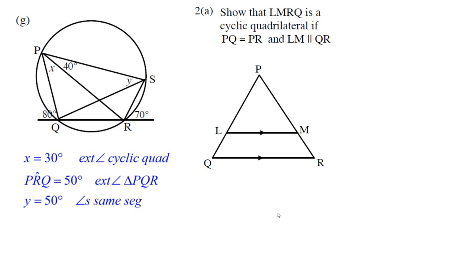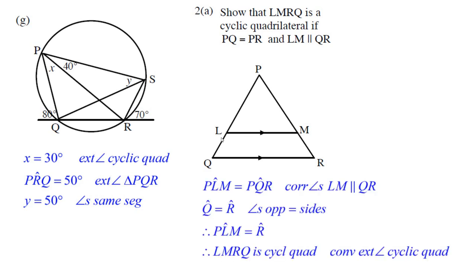Now the next one is a proof that takes a little bit subtle. I had done it first and I did it wrong, and I had to redo it because I did a little bit silly. I started off right. I said that PLM is equal to PQR because of corresponding angles and these two lines being parallel. We're given that. We're also given that PQ is equal to QR, and that's important. That means angle Q must equal angle R, because if these sides are equal, it makes the angles equal. Angles opposite equal sides. So Q equals R.